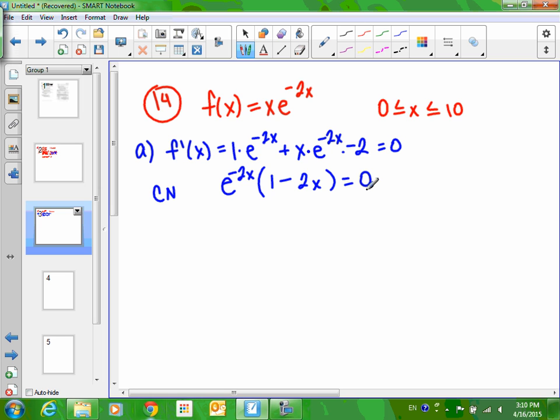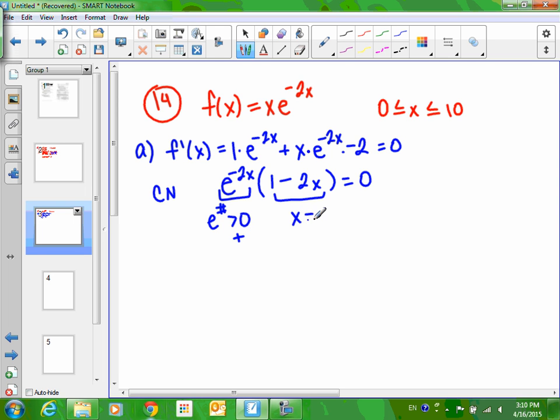Okay, here's the good thing. E kind of brings up some weird stuff, but here's a good thing about e: e to any power or any number is always positive. It's always greater than 0. So this is not giving you any critical numbers. It can't equal 0. So my only one I have to worry about is this part right here.